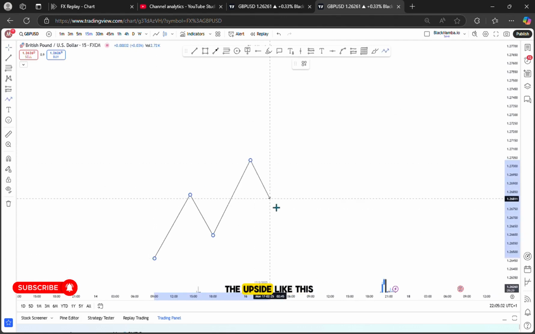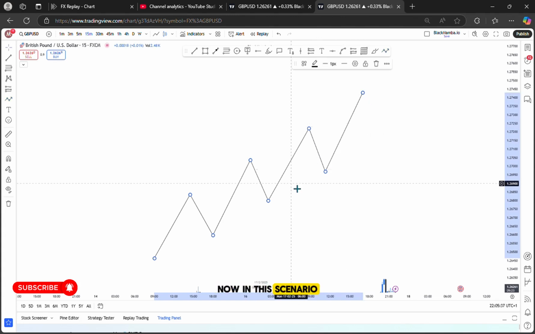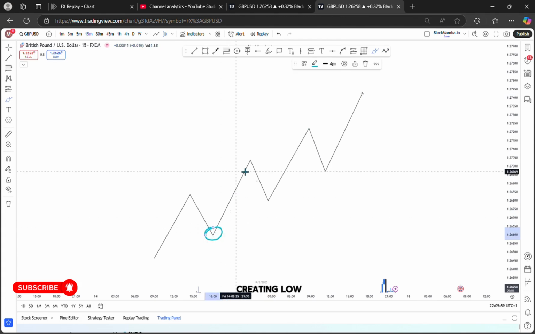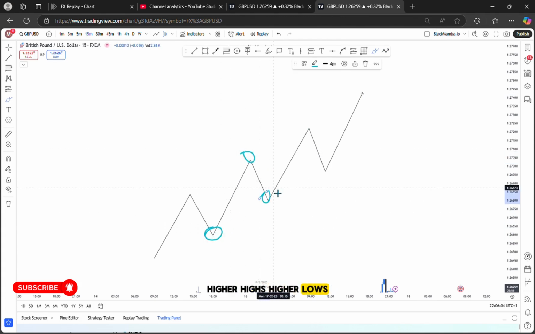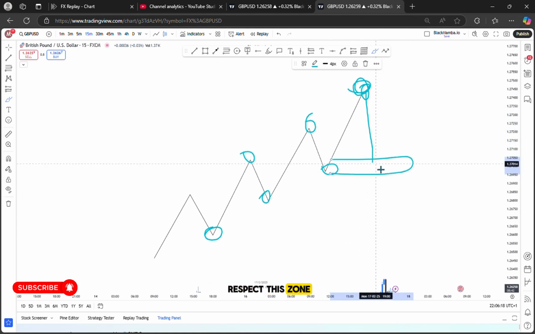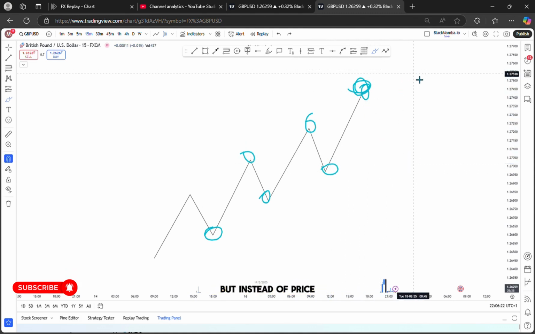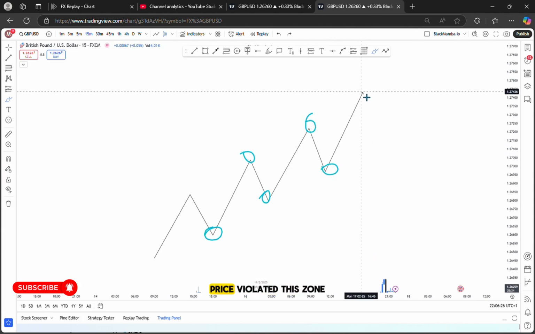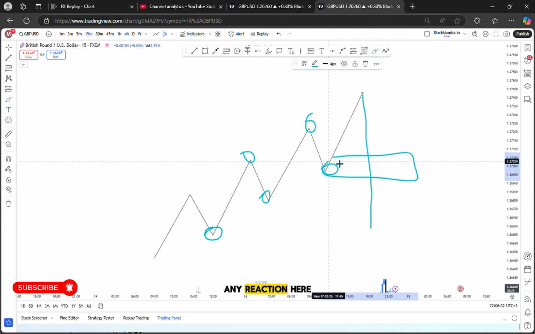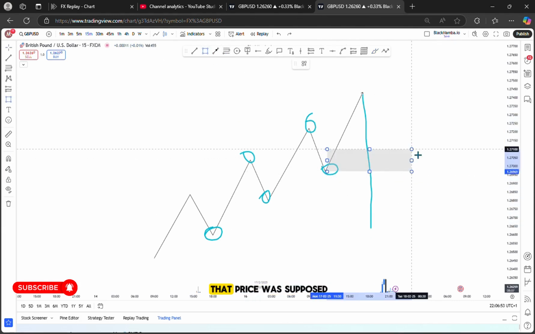Let's say price was pushing to the upside like this. In this scenario, price is in an uptrend because price is creating higher highs, higher lows, higher high, higher low. Then price printed a high here. When price comes back to this zone, we are expecting price to respect this zone and continue pushing to the upside. But instead of respecting here, price violated this zone aggressively without leaving any reaction. So this zone that price was supposed to respect now becomes a breaker block.